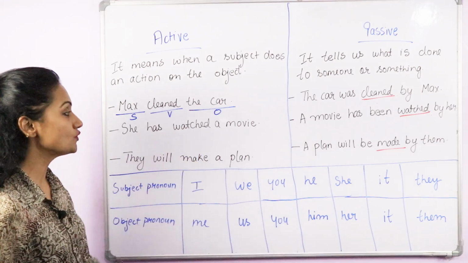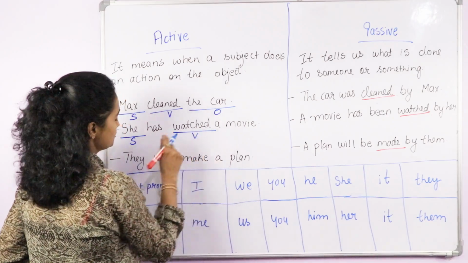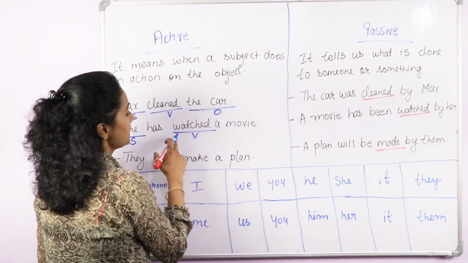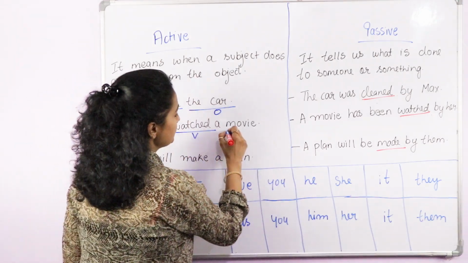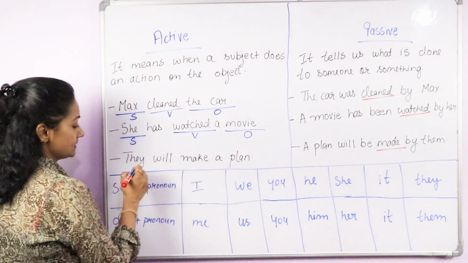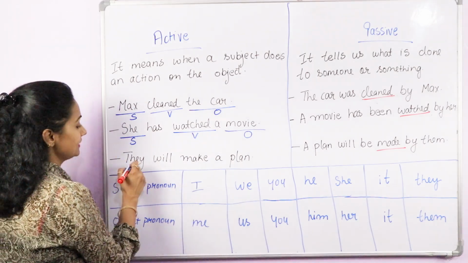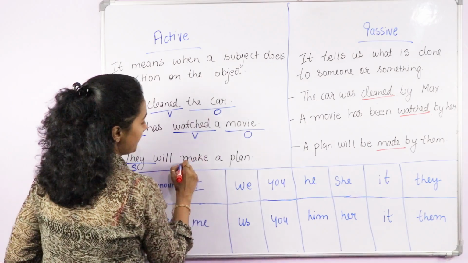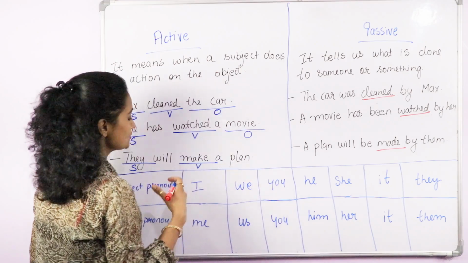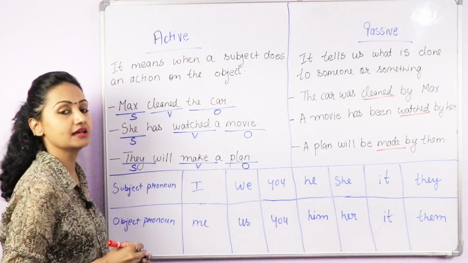She has watched a movie. So here she is the doer of this action, so she is the subject, then watched is the action, and she has watched what? A movie. So movie is an object. They will make a plan. So who will make a plan? They. So who will do this action? They. So they is the doer, the subject. Make is the verb, the action. And what will they make? A plan, the object, the receiver of this action.